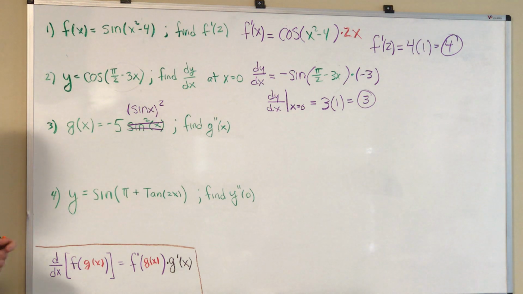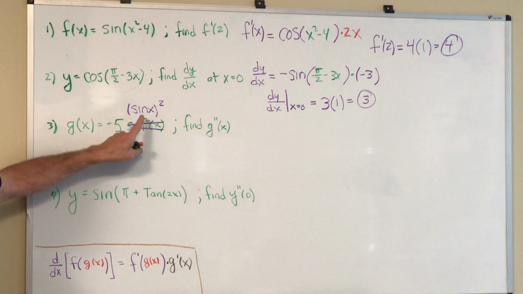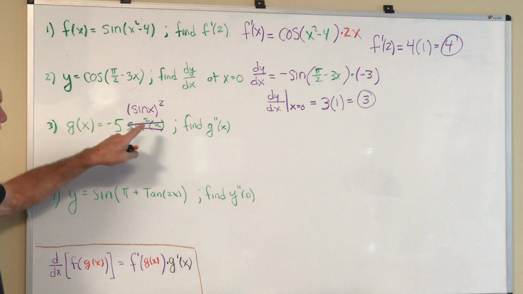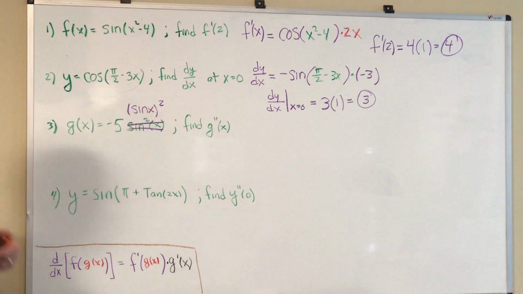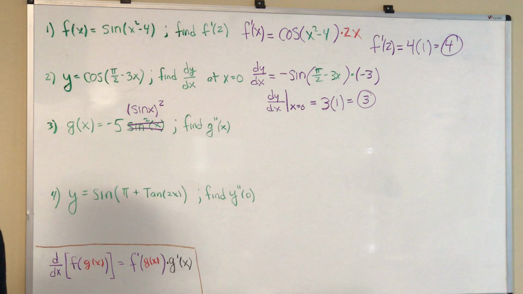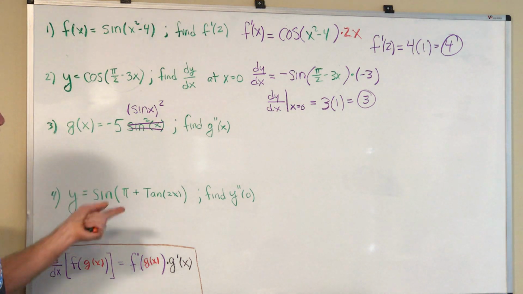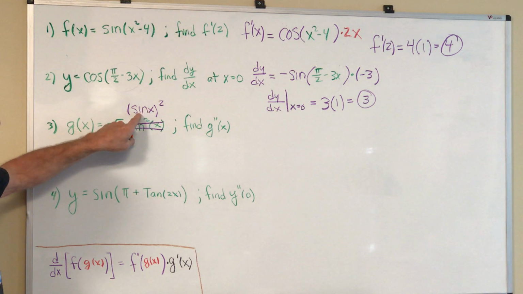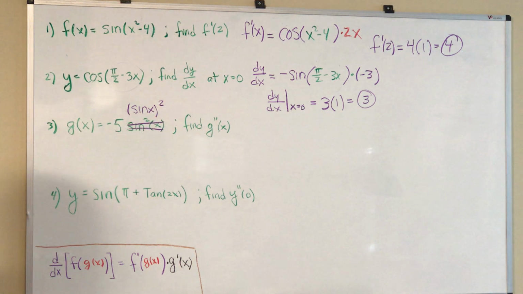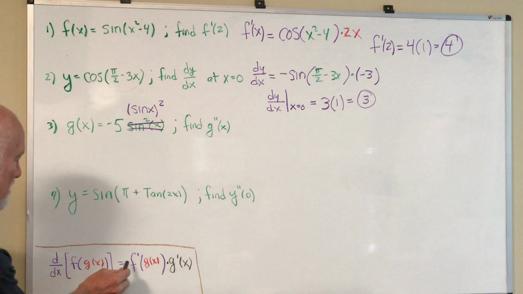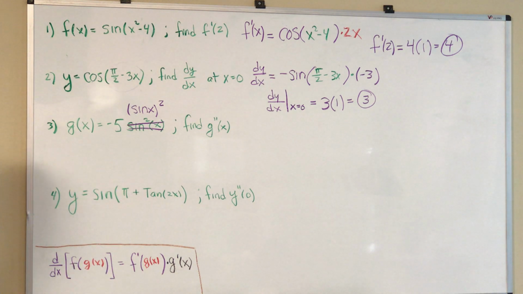Now, it is a composite function. One function is the sine of x, and the other function is x squared. But this time, the main function is the squaring function. You're not taking the sine of something, you're taking the sine of x and squaring it. So the main function is the squaring function. That's going to be your f.